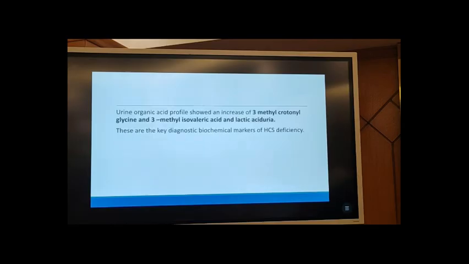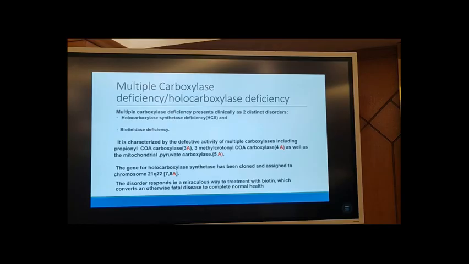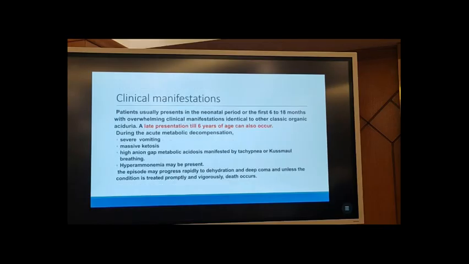His urine organic acid profile demonstrated the key diagnostic biochemical marker of holocarboxylase deficiency. So multiple carboxylase deficiency presents clinically as two distinct disorders, the holocarboxylase synthetase and the biotinidase deficiency. Patients usually present in the neonatal period or the first 6 to 11 months with overwhelming clinical manifestations identical to other classic organic acidurias. Holocarboxylase deficiency is in no way different from any organic acidemia. The patient presents with tachypnea, metabolic acidosis, ketosis, disturbance in the level of consciousness. During the metabolic decompensation, of course, there is massive ketosis, a high anion gap, and ammonia may be increased or not.